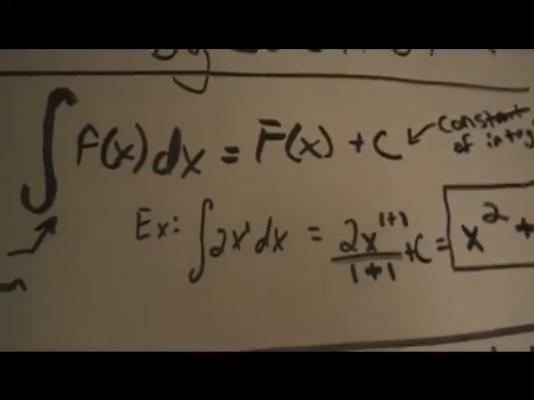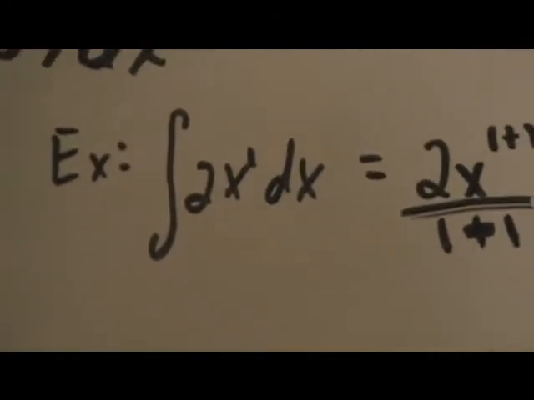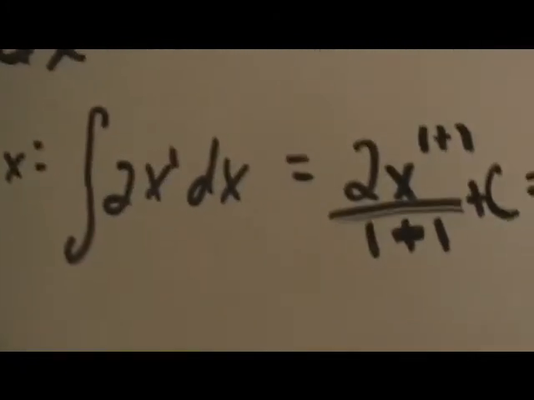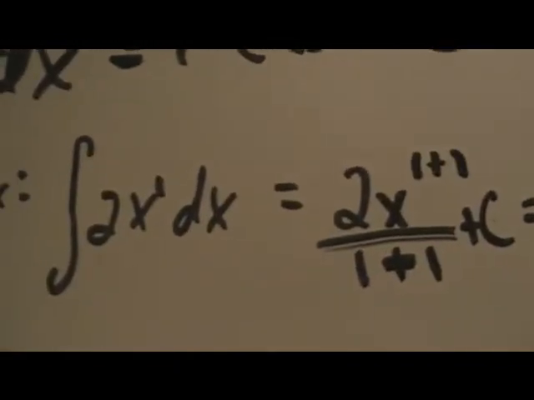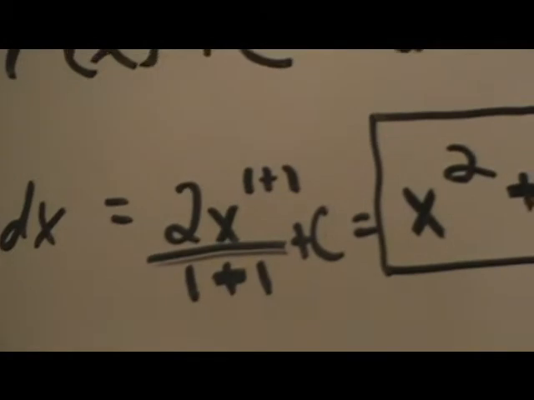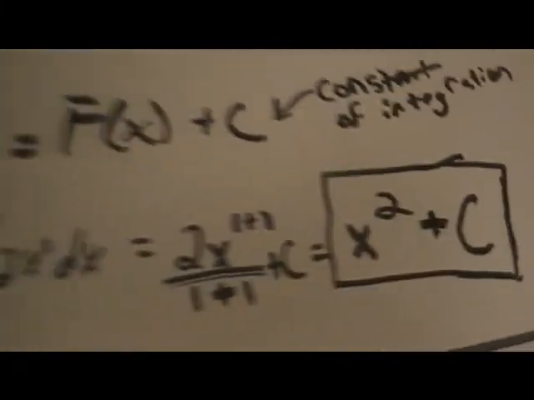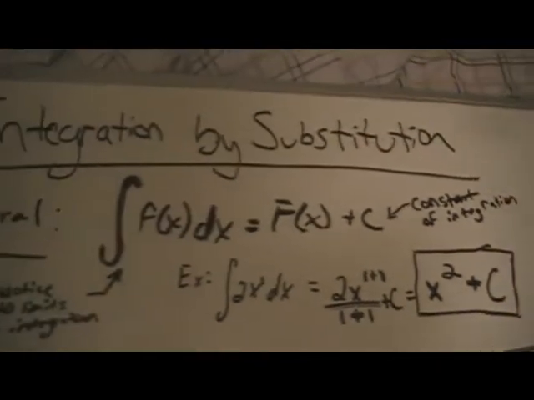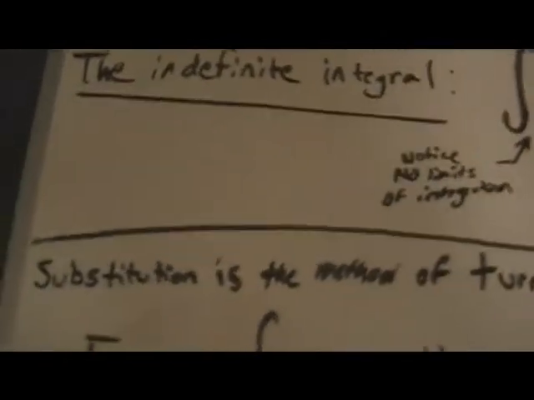And then a quick example, just to refresh your memory. The indefinite integral of 2x squared dx. Basic power rule: add 1 to the power and divide by that new power. And we get x cubed plus c. Pretty simple stuff. And to move on to the new subject, integration by substitution, we jump on down here.